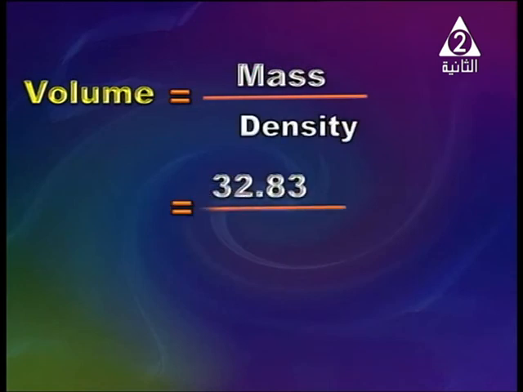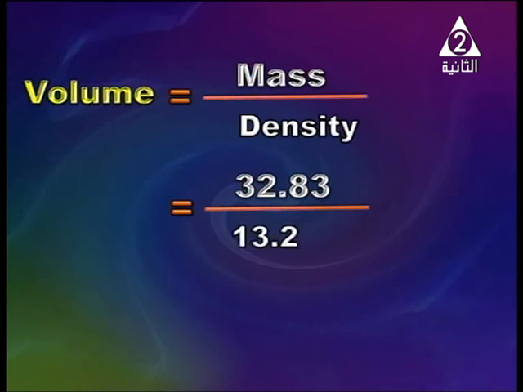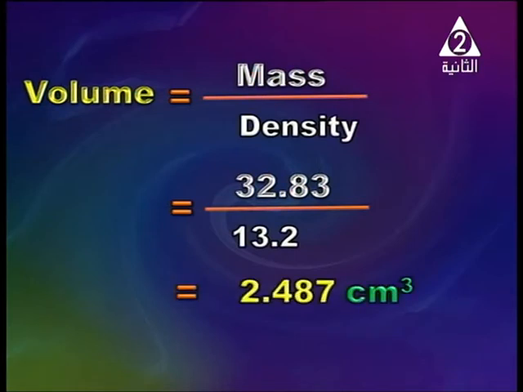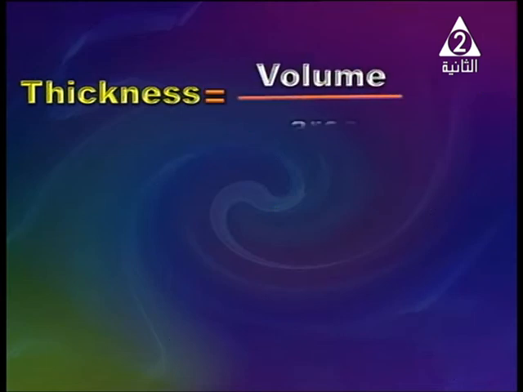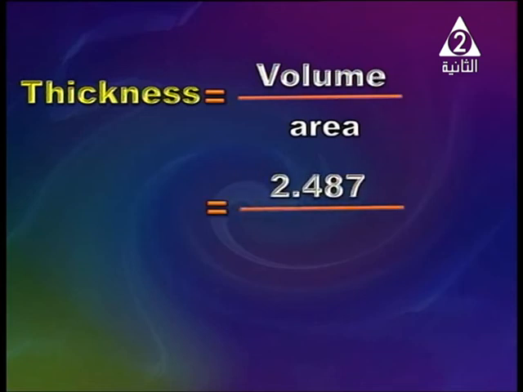The mass we have got is 32.83 gram, while the density of gold is given as 13.2. So the answer is 2.487 centimeter cube. We know the volume is a 3-dimension measurement, while the area is a 2-dimension measurement. So the thickness, which is the height, equals the volume divided by the area. The volume we calculated before, 2.487 centimeter cube, while the area is given as 100 centimeter square.